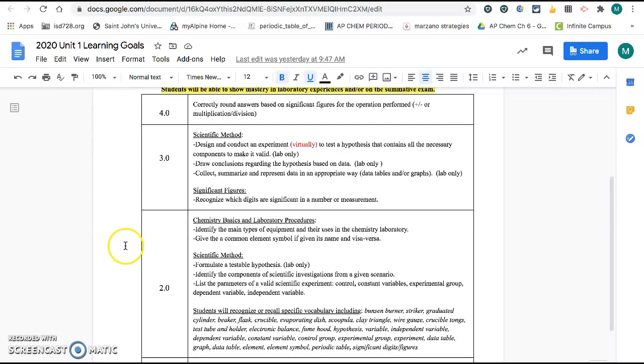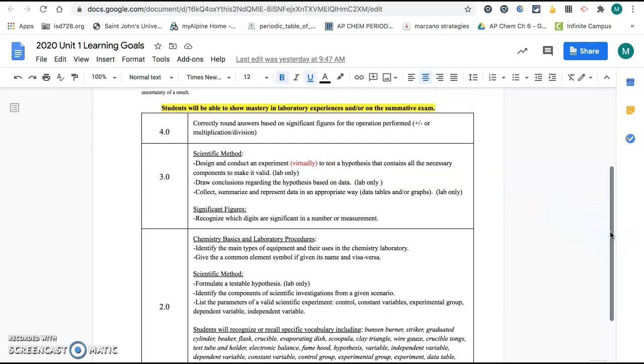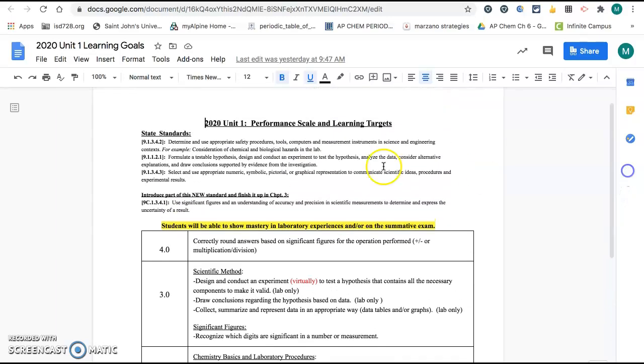Another way to think about this: if you know all the information in the 2 level, you should be able to pass the test. If you want to get an A, you probably want to know all the information in level 3. If you want to get extra credit, you want to know the information in 4. All right, so that's just another way to look at that. These learning goals will be a document that you'll find in every unit folder on Schoology. Up above here, these are state standards. You don't necessarily need to know this, but listed down below, that's the information that you need to know for the test.